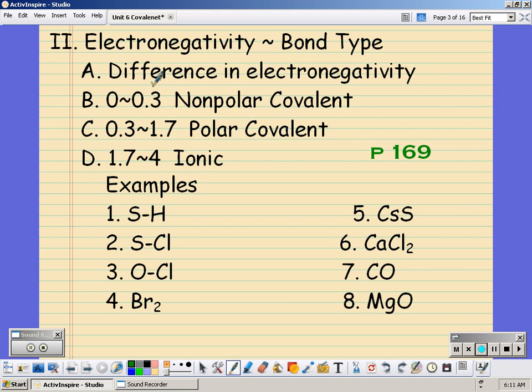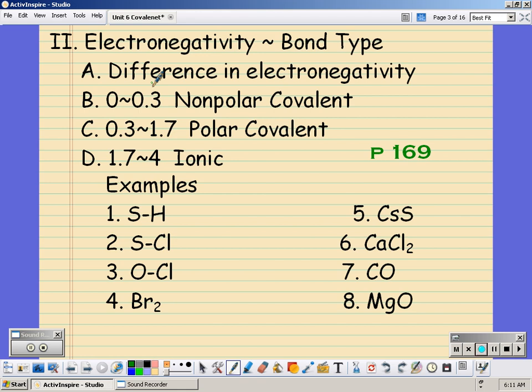Electronegativity differences also tell us the type of bond. So if you were to subtract the electronegativity values, and that value falls between 0 and 0.3, then it's a nonpolar covalent bond. If when you subtract the difference, it falls between 0.3 and 1.7, then it's a polar covalent bond. And if it falls between 1.7 and 4, then it's ionic.